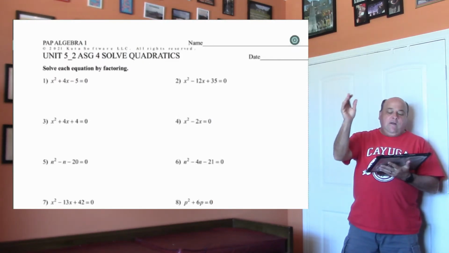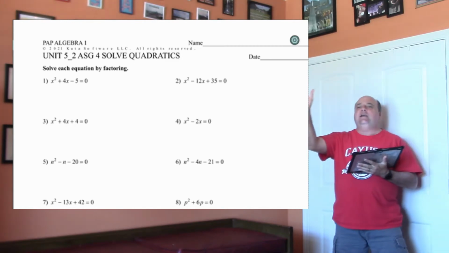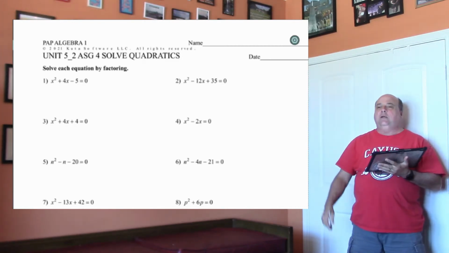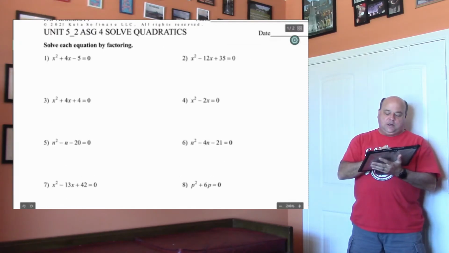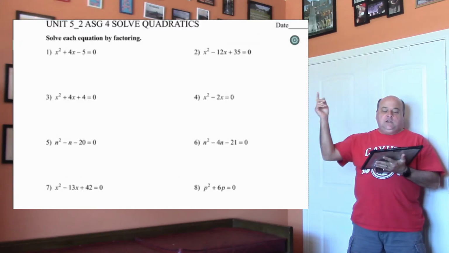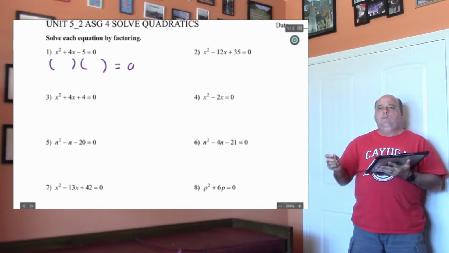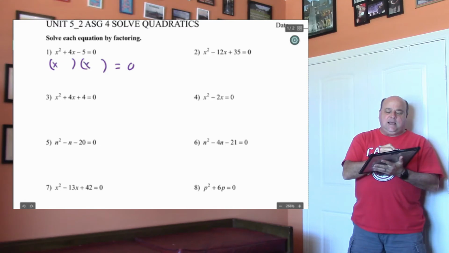The first way you figured out how to get these zeros is by factoring. The first few problems are going to be able to factor. I'm not going to do all of these for you. So let's do the first problem. We're going to draw two parentheses equals 0. My first terms will be x and x.